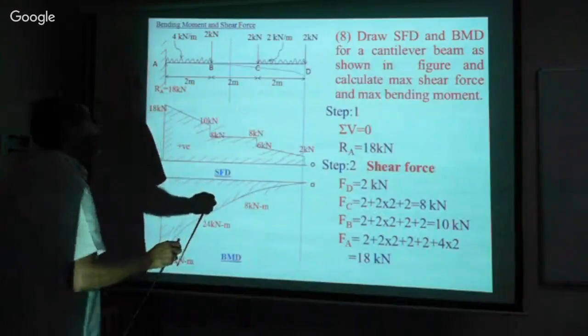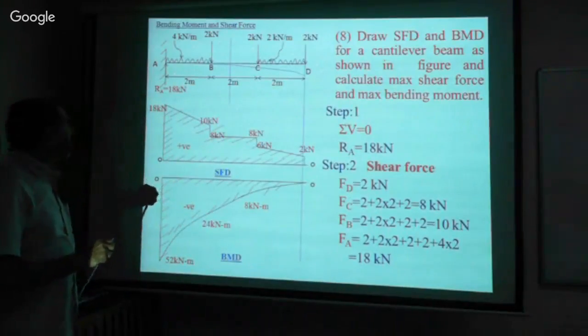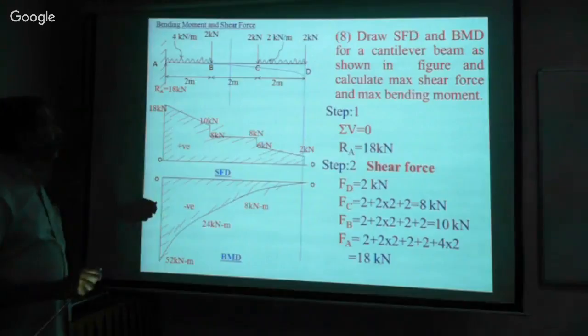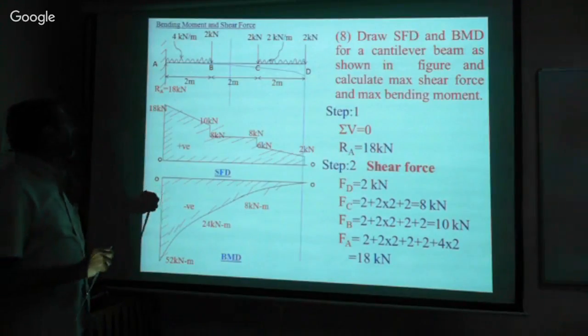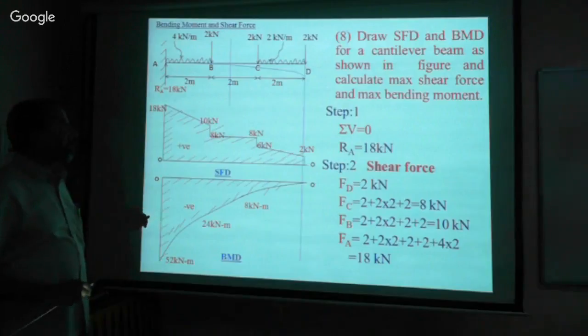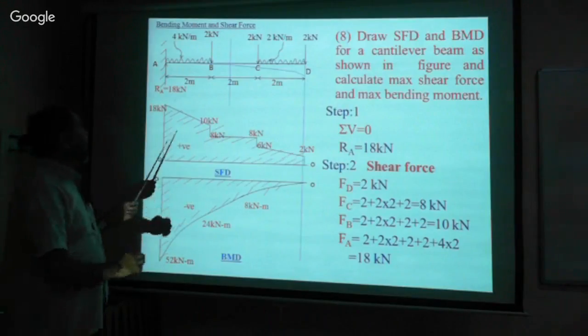In this case, this is the beam given, and for this beam we need to draw the bending moment and shear force diagram. Now there are 3 steps to be followed. Number 1, first step: we have to find out the reaction.